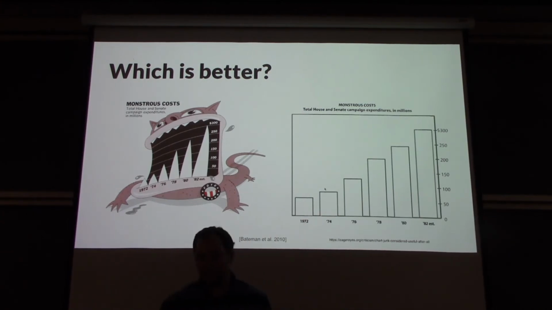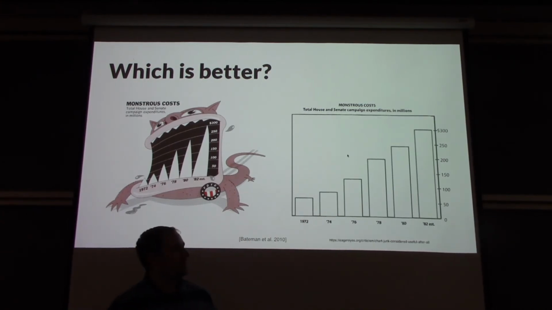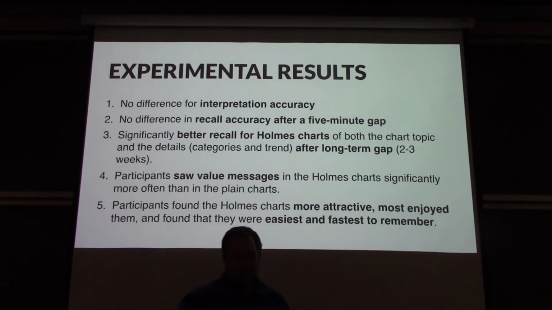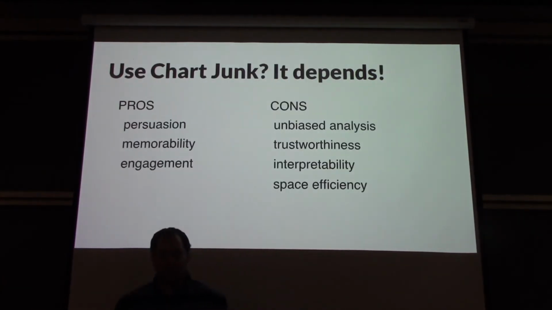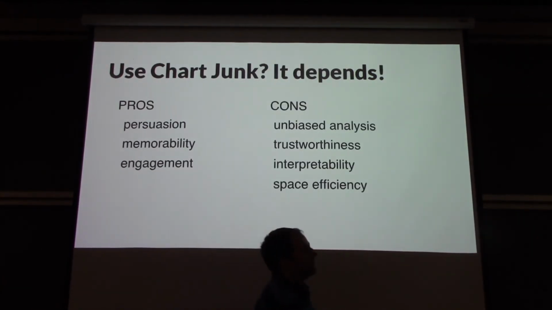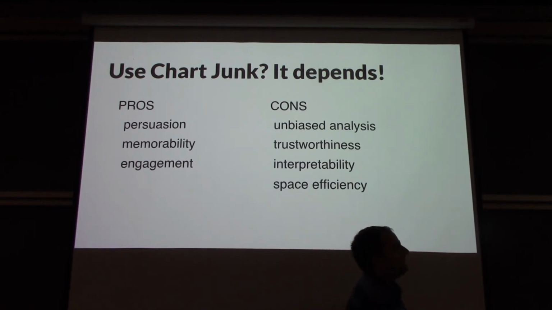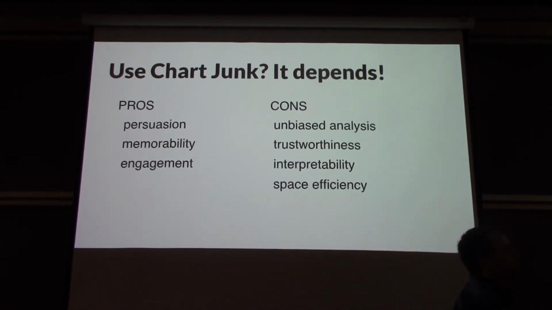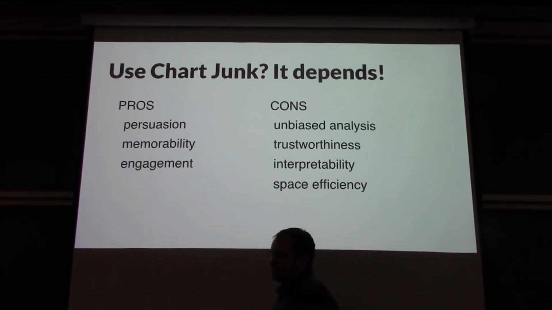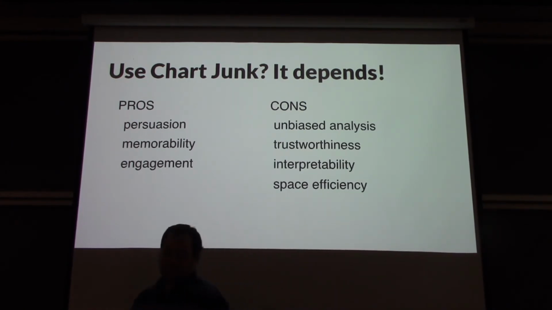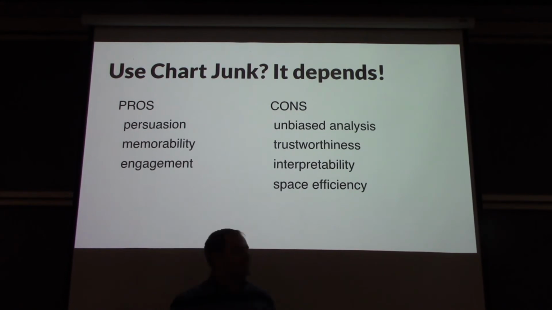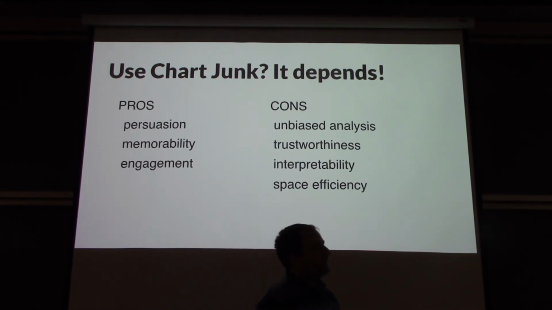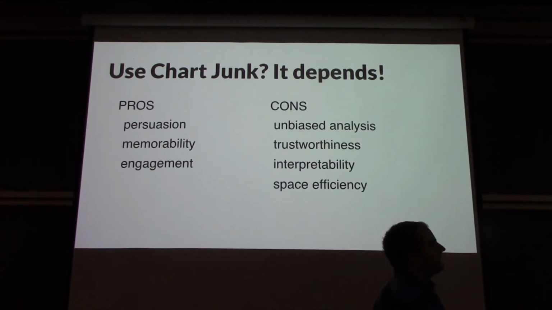Compared to this chart, which is just an unbiased representation of the data, we have memorability and engagement as the pros. The cons is, of course, that it's biased, and then they don't look very trustworthy. They can sometimes, if you don't do it well, suffer interpretability, and they don't use space efficiently. So they need more space.